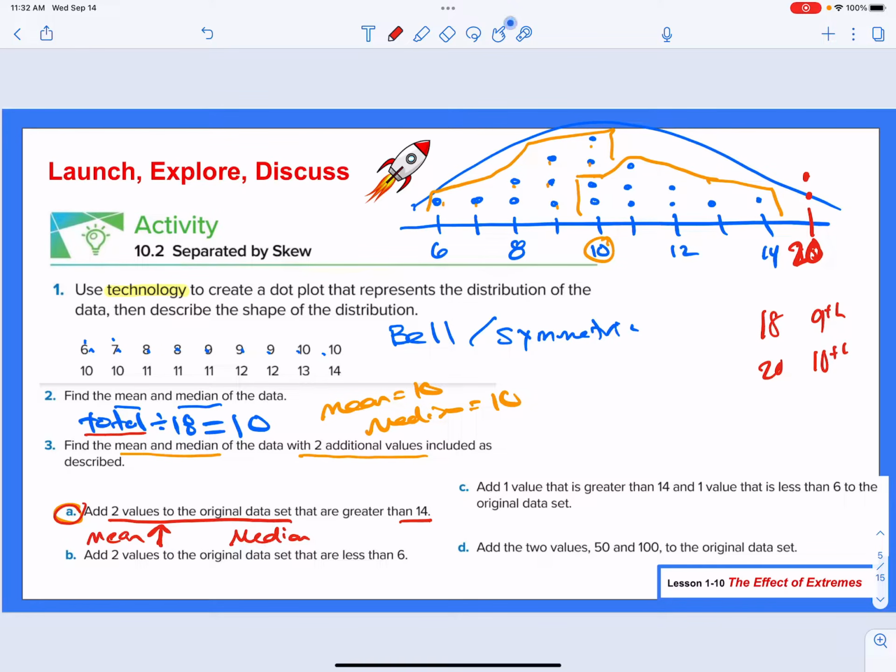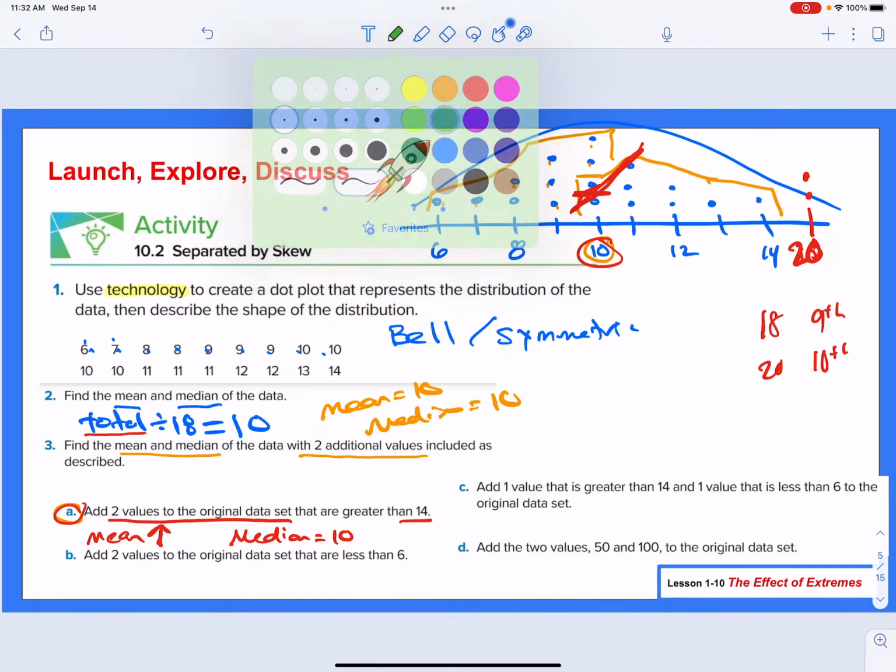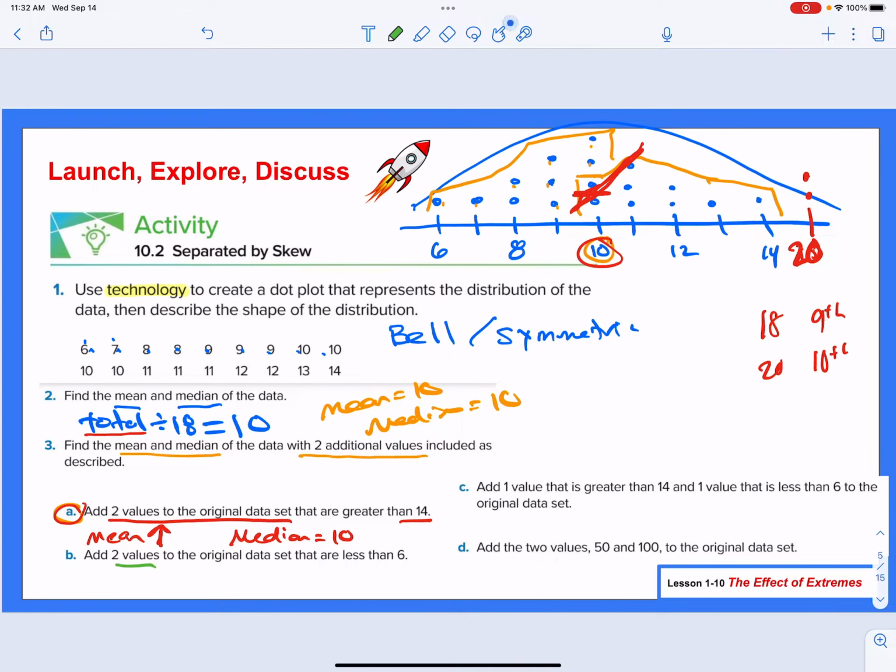Well, instead of the 9th value, my 10th value happens to be here, right? And since the 10th value is there at that point, right here, it's still at 10. So the median still equals 10. It hasn't actually changed. Now let's add two values to the original that are less than 6.